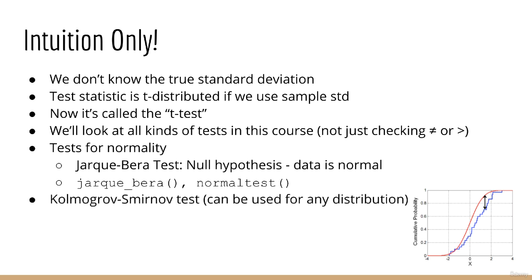Finally, we will use the Kolmogorov-Smirnov test, which can test for any distribution. Again, the null hypothesis is that the data does come from that distribution, and the alternative is that it does not.